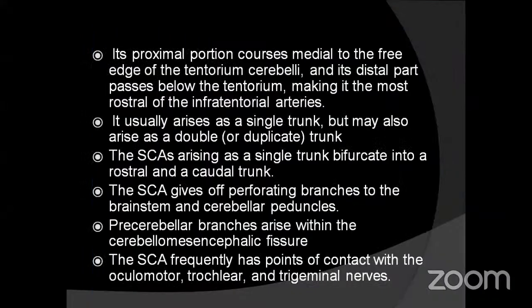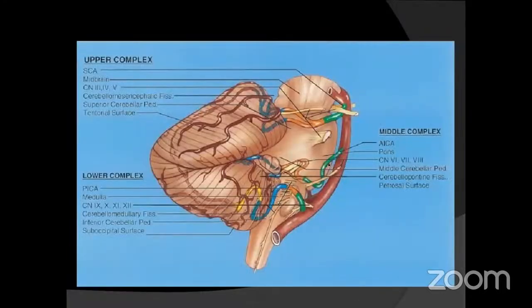The SCA gives off perforating branches to the brainstem and cerebellar peduncles. Pre-cerebellar branches arise within the cerebellomesencephalic fissure. We will be discussing these later. SCA frequently has points of contact with the oculomotor, trochlear, and trigeminal nerves. As we have discussed previously, there are three nerves that are closely associated with the upper complex, or the SCA: the third, fourth, and fifth nerves.